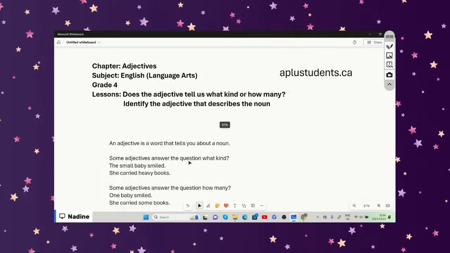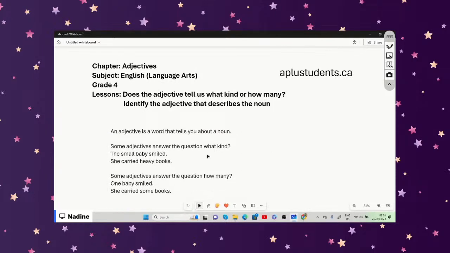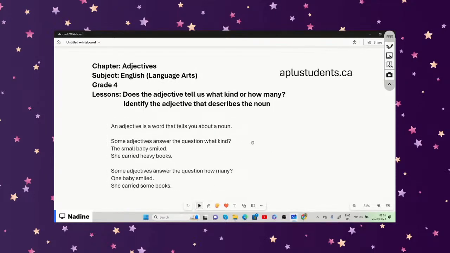All right, so we're going to start now. So an adjective, right? It's a word that tells us about the noun. An adjective either tells us about the noun, or it modifies the noun, or we can say describes the noun. That is an adjective.